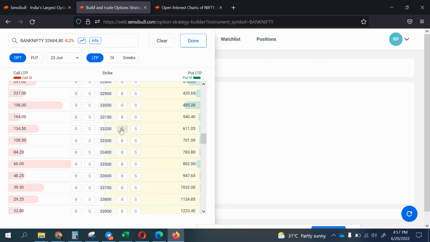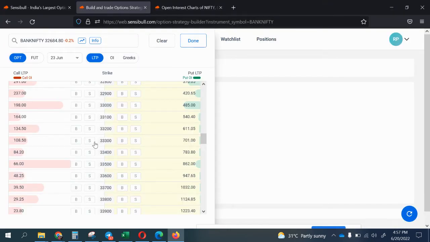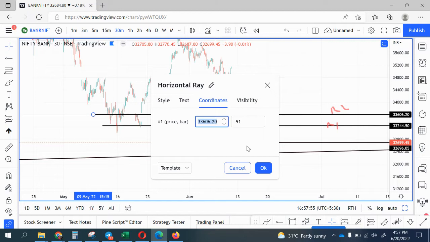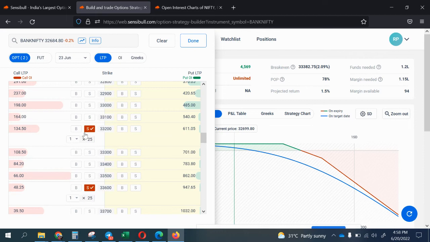I'll go to the option chain, to 33,200, because we are bullish about the market. What is a ratio spread? Whenever the market goes on the upside, you will get the profit, but not with quick momentum, slowly. On the downside, the loss will be very minimal or zero. So we have two resistances. One is 33,200, so let me sell 33,200. The second resistance is 33,600, I'll sell 33,600. We are done in terms of selecting the resistances.